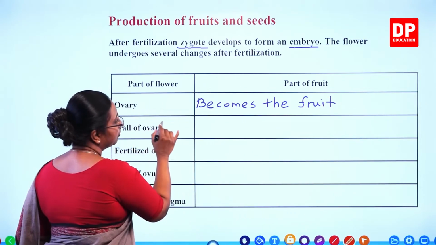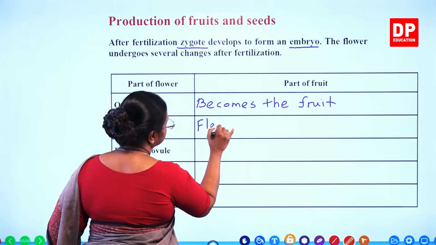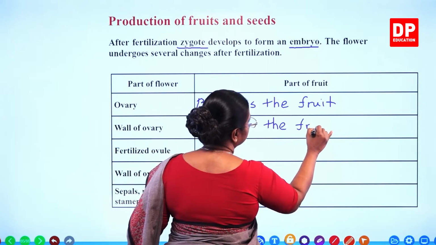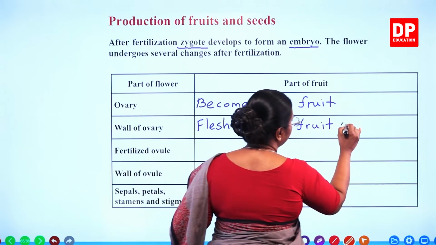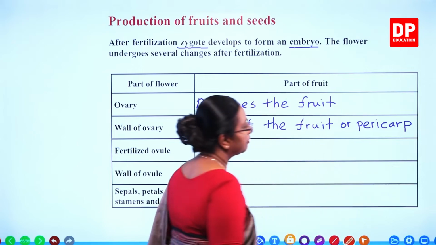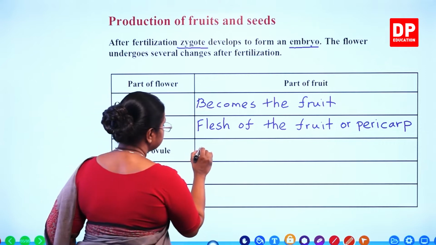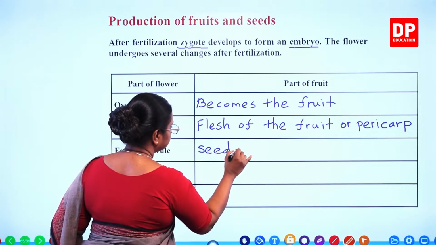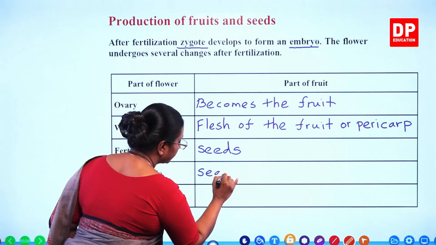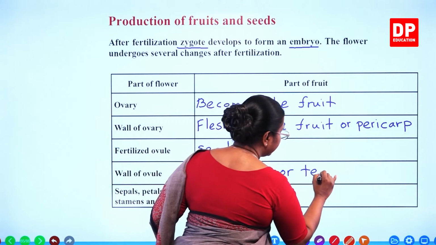Then the wall of the ovary becomes the flesh of the fruit, or what we call the pericarp. Then the fertilized ovule becomes the seeds. And the wall of the ovules becomes the seed coat, or what you call the testa.